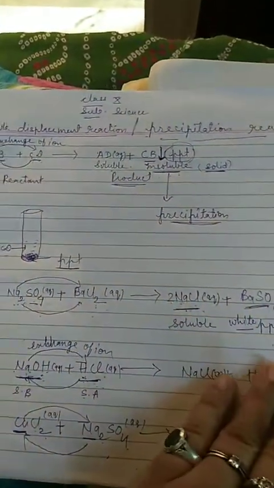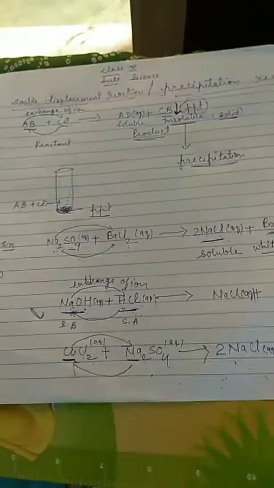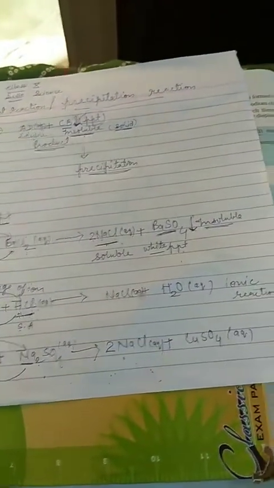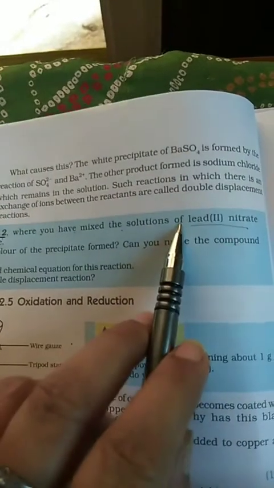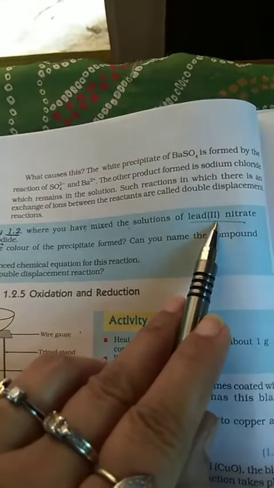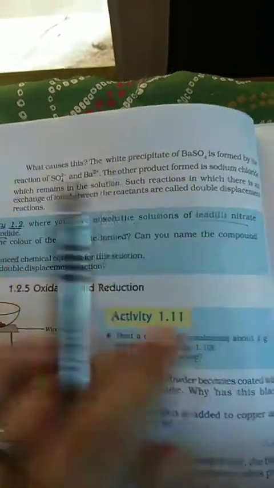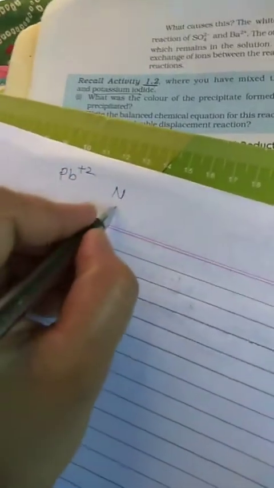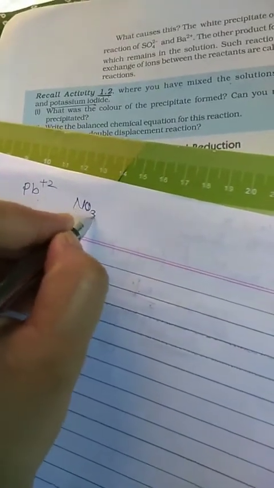Now, after displacement reactions, we studied double displacement reactions, and I taught you that not all double displacement reactions are precipitate reactions. Double displacement reactions are also ionic reactions. I taught you about Activity 1.2 in your reader. In this activity, lead has a valency of 2, Pb2+, and nitrate is NO3-.